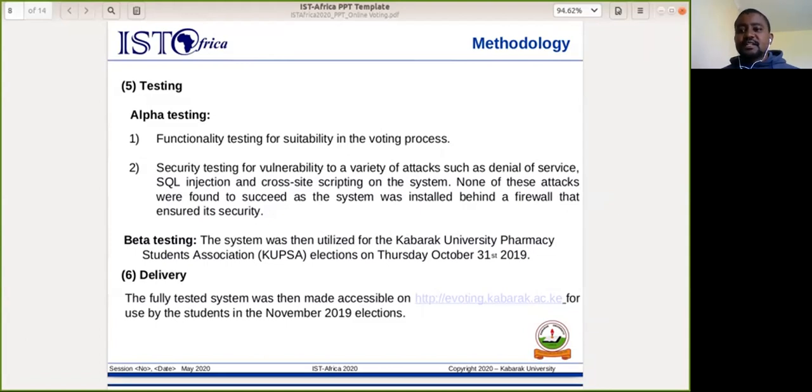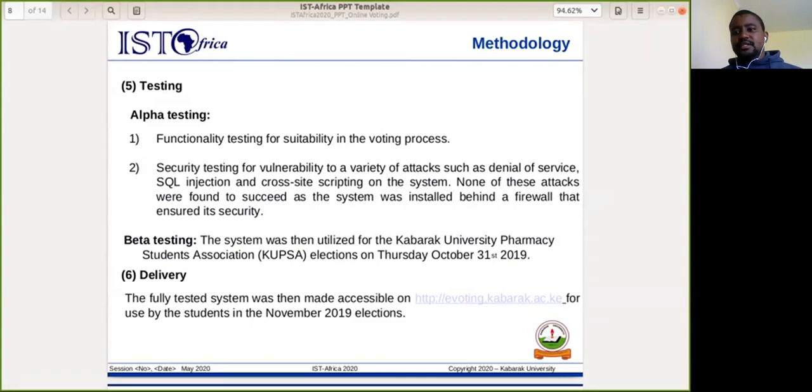Then we did a beta testing, and we utilized the system in a student association election, a small association, to establish whether it would work. Yes, it worked, and we also learned lessons in readiness for deploying in the next main election. Then, in terms of delivery, the system was actually used for the November 2019 election. So that concludes the methodology for this particular study. That is how we went through.